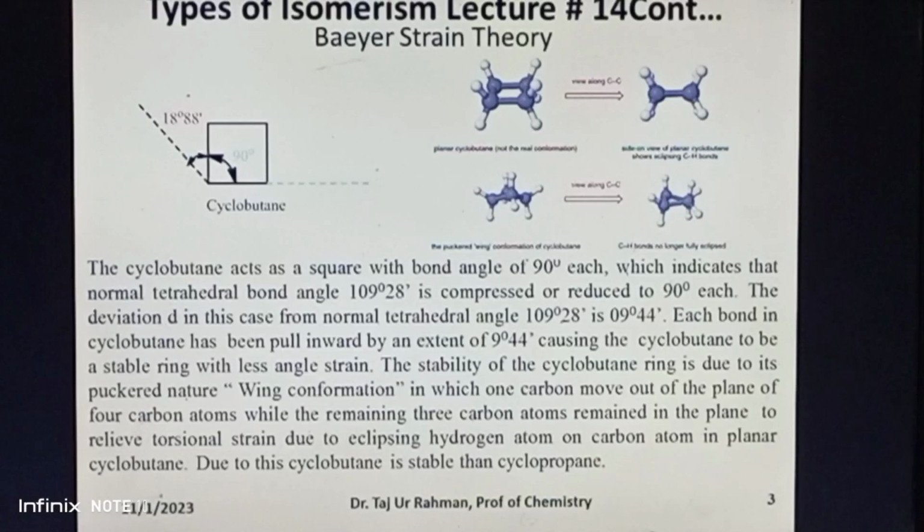Additionally, the stability of the cyclobutane ring is due to its puckered ring conformation, in which one carbon out of the four carbon atoms of cyclobutane moves out of the plane of the other three carbon atoms, while the remaining three carbon atoms remain in the plane, to relieve the torsional strain caused by eclipsing hydrogen atoms and carbon atoms in planar cyclobutane. This causes cyclobutane to be more stable than cyclopropane.